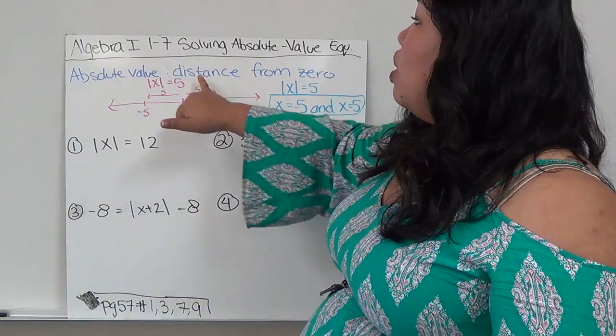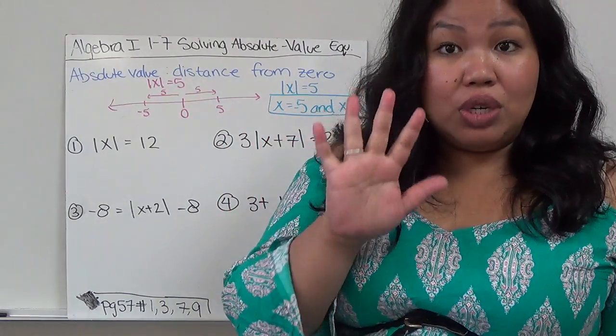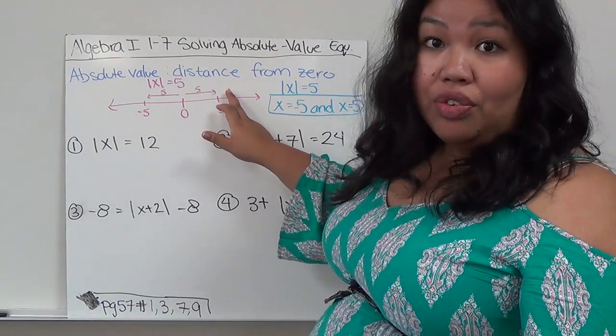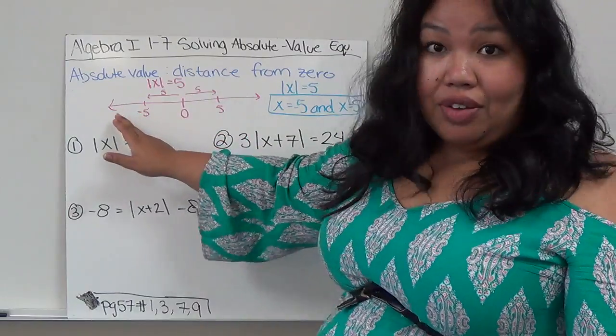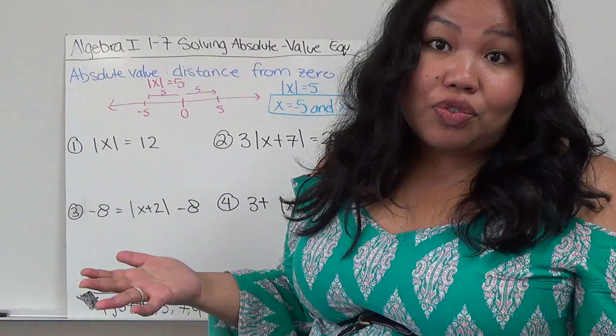So for example, if I'm looking for the absolute value of 5, I'm looking for numbers that are the distance from 0 that are 5. Well, positive 5 is 5 away from 0, but also negative 5 is 5 away from 0. Because distance is distance, it's neither positive or negative.